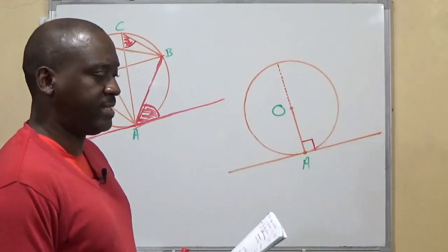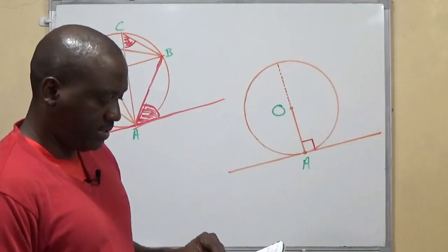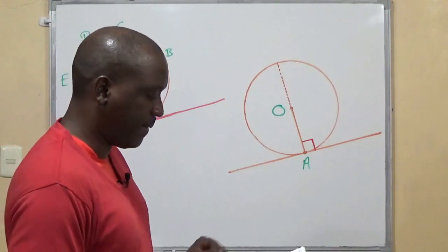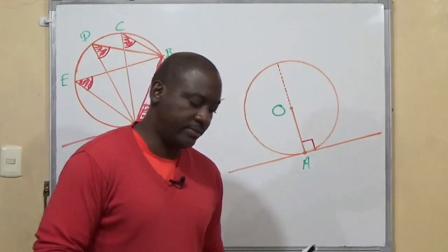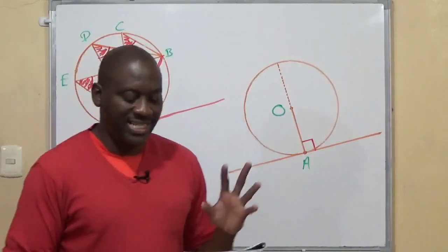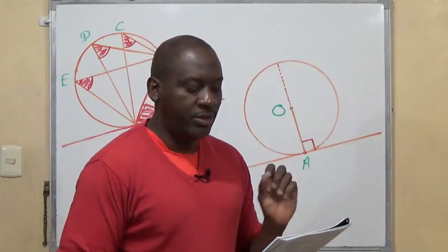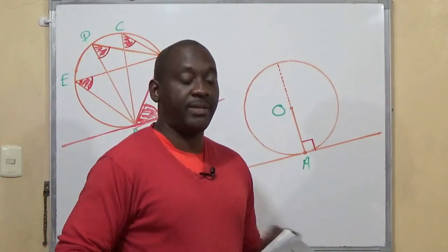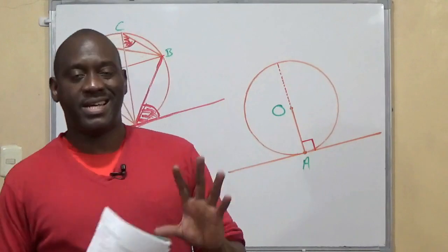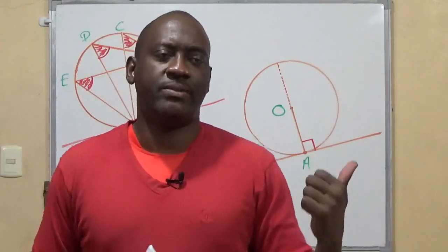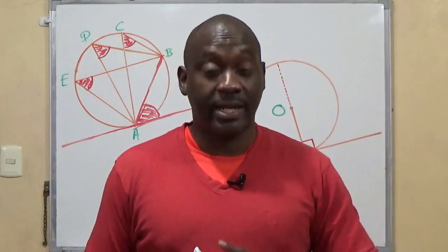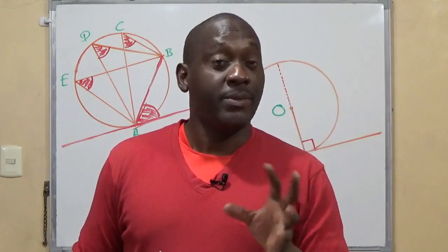So that was 6. So we're on 7 now, right? 7, 8, and 9. Right. Theorem 7 says that a tangent to a circle is perpendicular to the radius or diameter of that circle at the point of contact. So in this video we're dealing with tangents, right? In the last video we dealt with cyclic quadrilaterals. This time we're dealing with tangents.